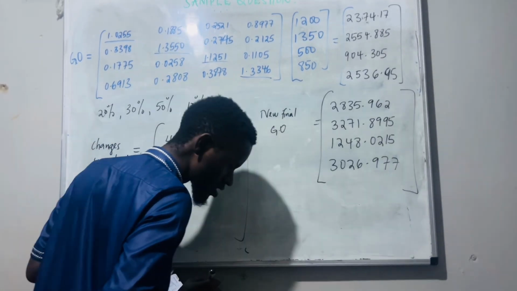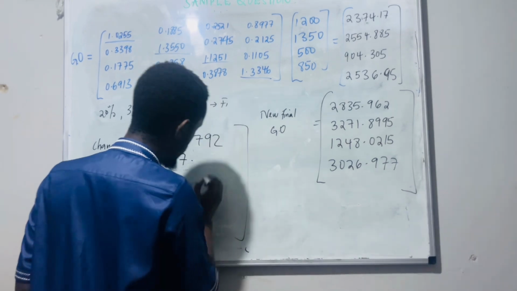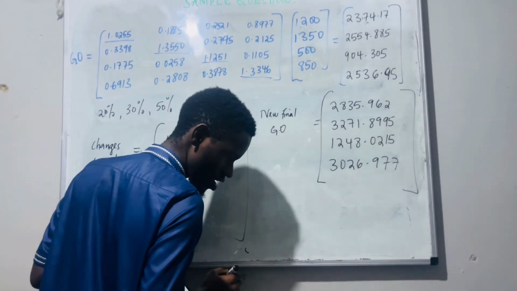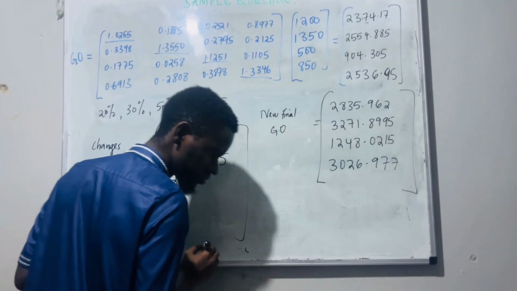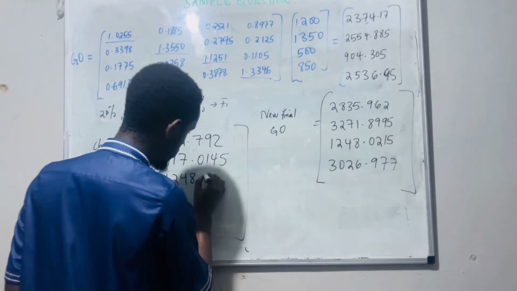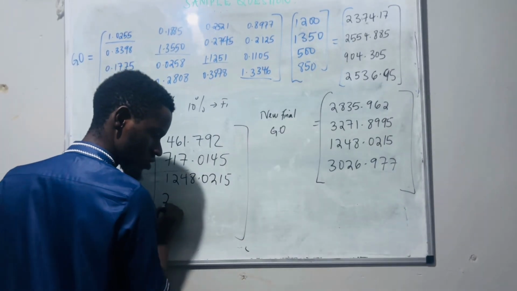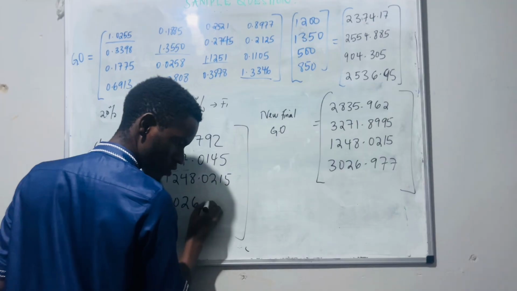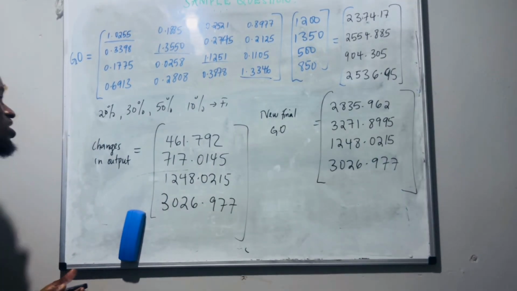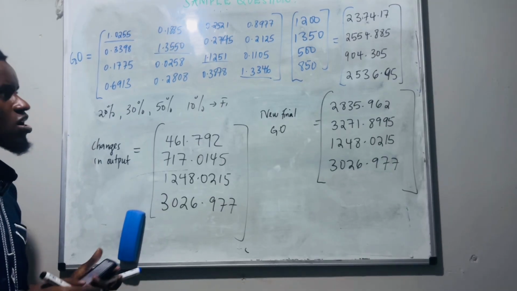Now our change is going to be simply 461.792. Now I have 717.0145, and then lastly we shall have 1248.0215, and then 3026.977. This is going to be our change, the change in output as we have seen.